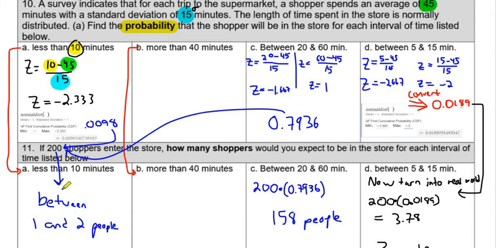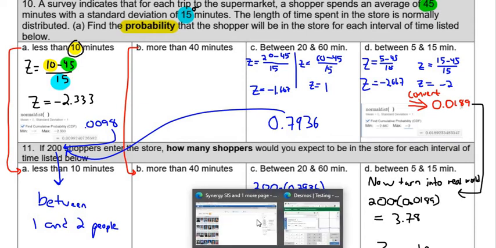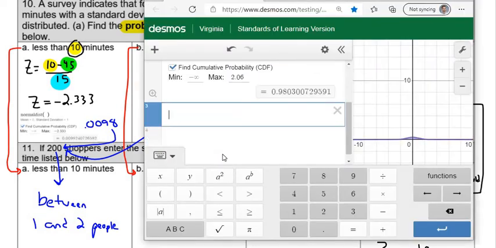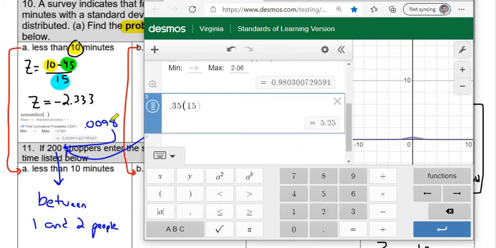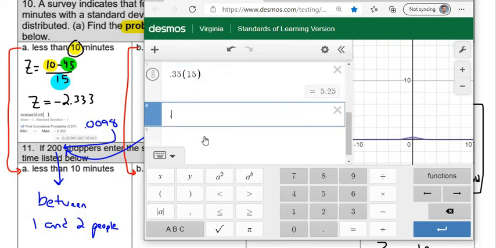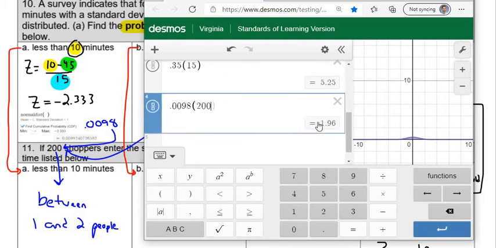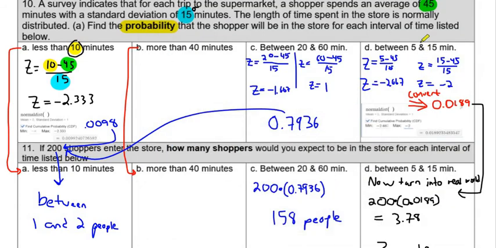And this is like going back to middle school math, where I would say something like, what's 35% of 100, which is easy, that's 35. So what's 35% of 15? And the way you would do that problem in middle school is 35% is really 0.35 times 15, right? So that's actually 5.25. That's exactly what's happening here. I take the 0.0098, and then I multiply it times 200 shoppers, and it tells me that I'm getting like 1.96 people. So I said between 1 and 2 people, because what is 0.96 of a person? That doesn't make sense.